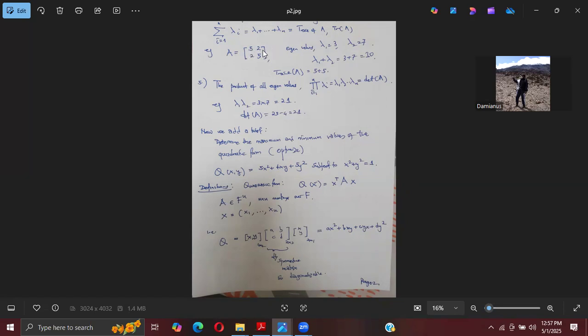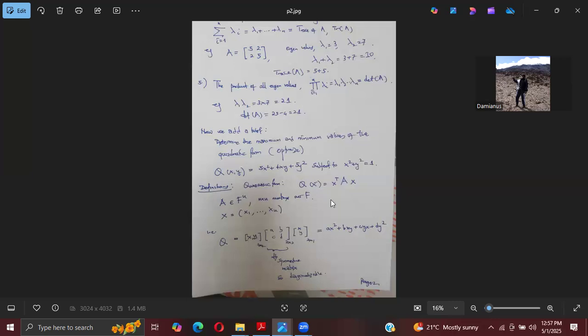Row 1 is 5, 2. If you transpose it, it becomes 5, 2. Row 2 is 2, 5. Column 2 is 2, 5. So the transpose and the matrix are the same. Such a matrix is called a symmetric matrix. But don't worry about that for now.